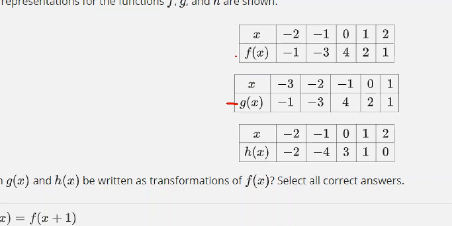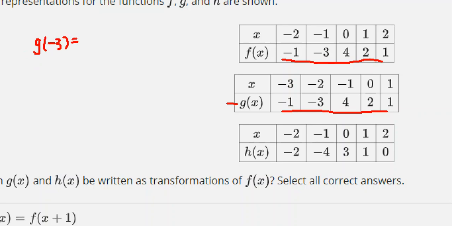So let's first look at f and g. Do you see that they have the same y values? They have the same outputs, right? What's different is the x values, and you should want to list some of the values so that you can try to observe the pattern.